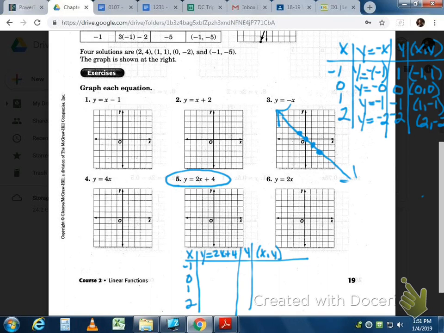So this equation is a little more complicated than all the ones that we've done so far. So x is -1. Y equals 2 times -1 plus 4. What's positive 2 times negative 1? Negative 2. I'm in the hole 2 and I gain 4. What is that? 2. So negative 1, 2.